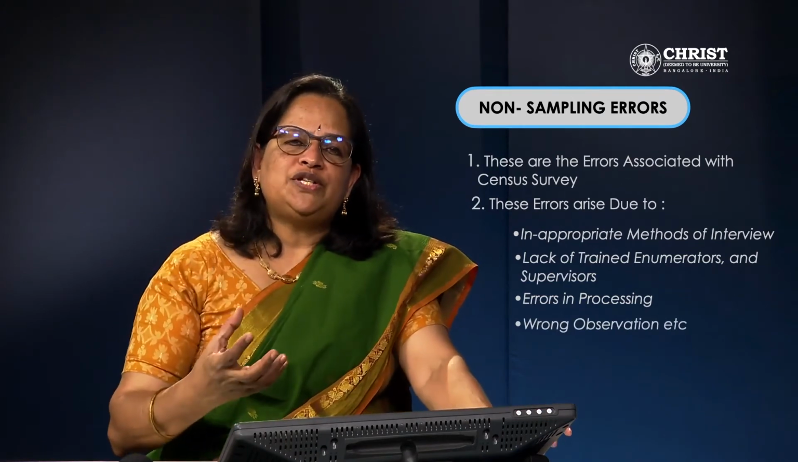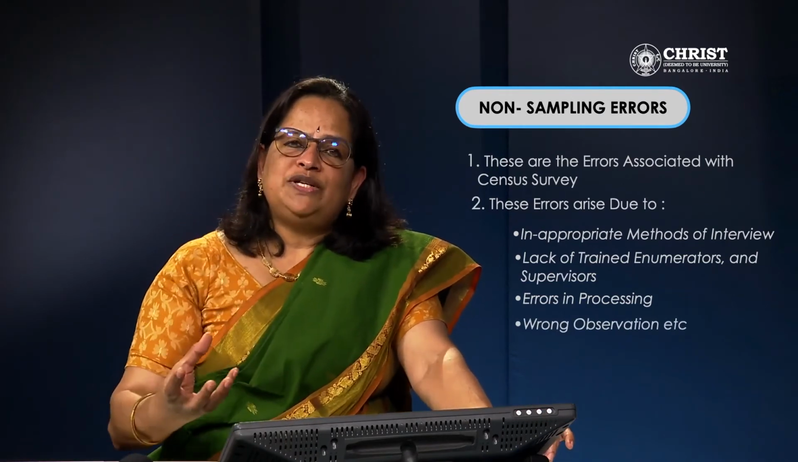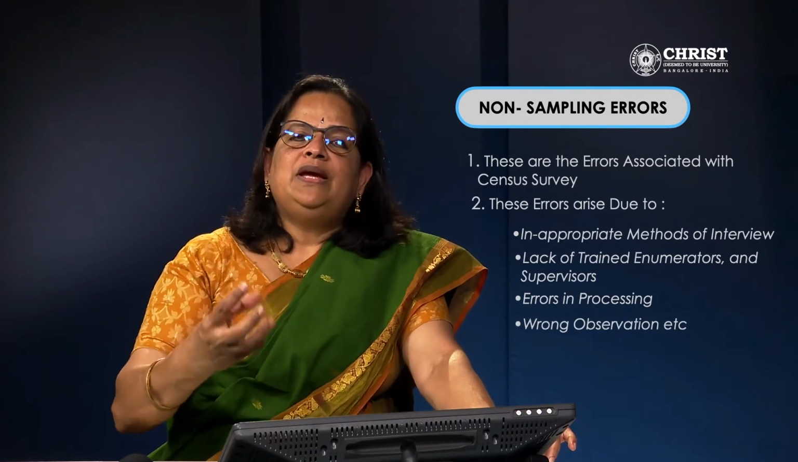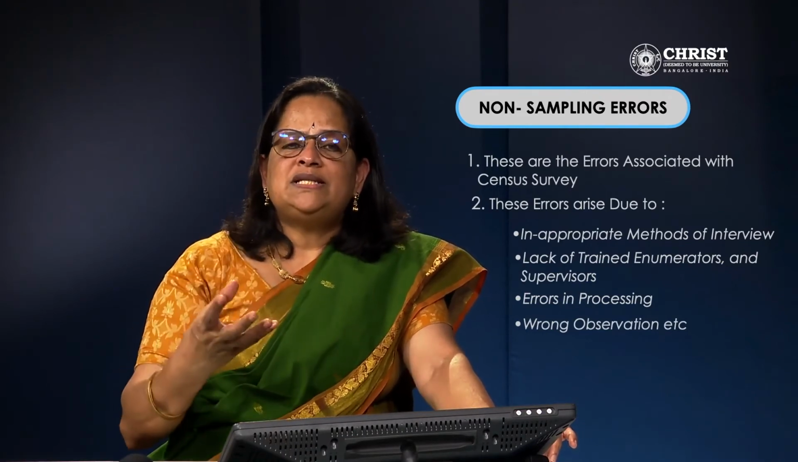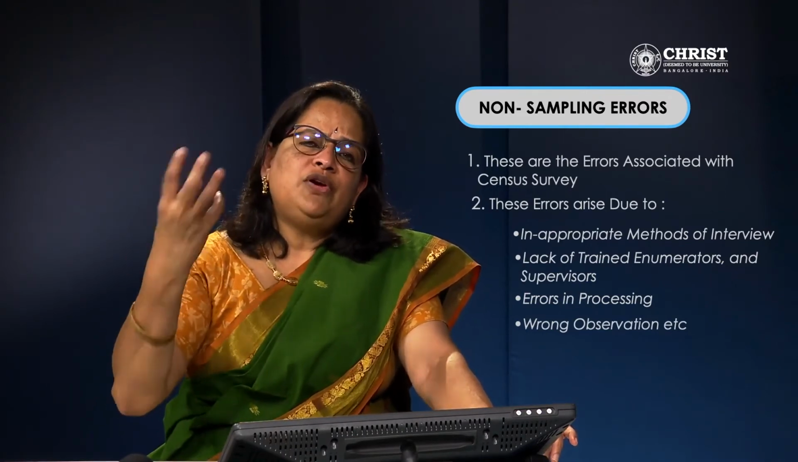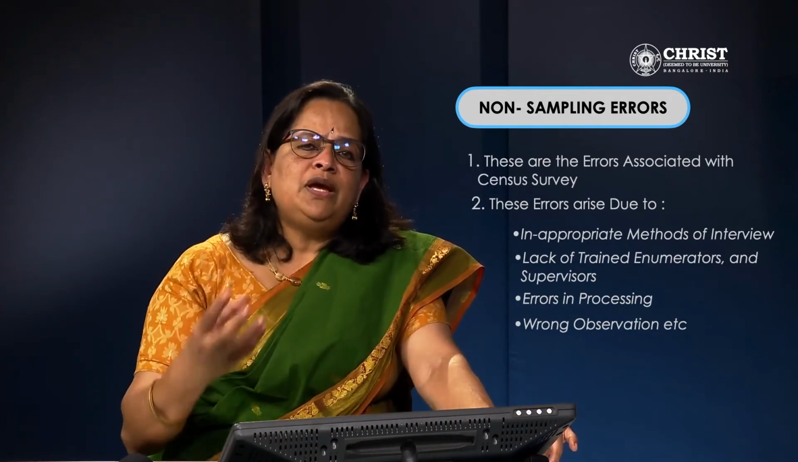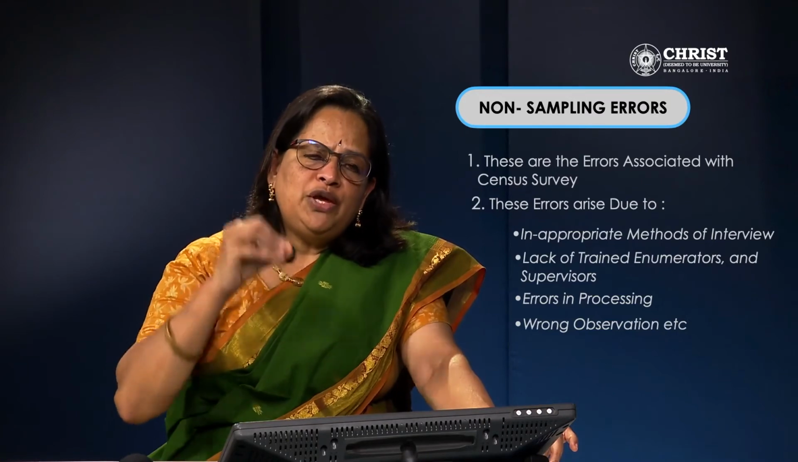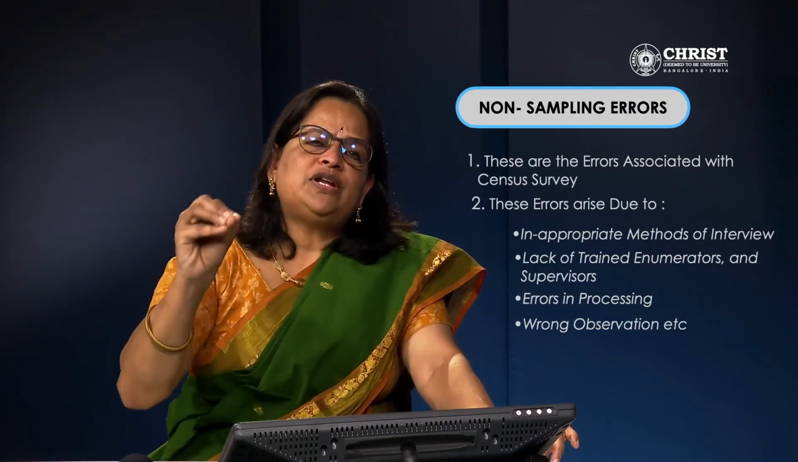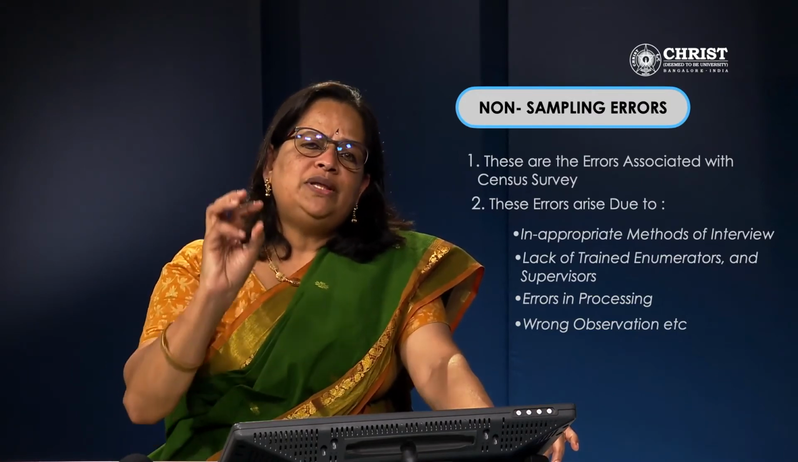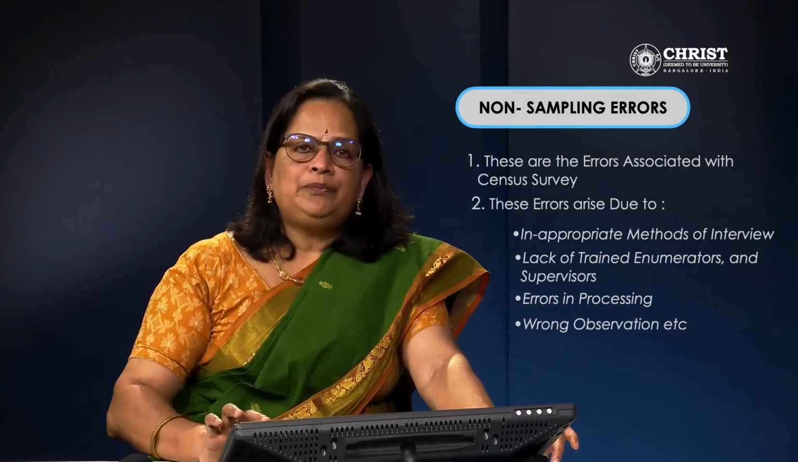Then wrong observation. If you are making any wrong observation, then also it can be an error for the census survey. If you use your own judgment about a respondent, sometimes it can be wrong information. So you don't make your personal judgment. Whatever your respondent is communicating with you, that information you have to take.